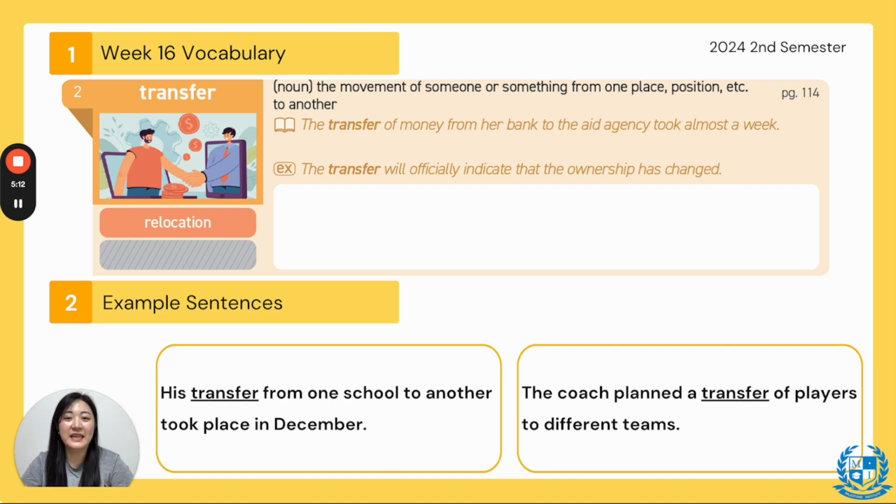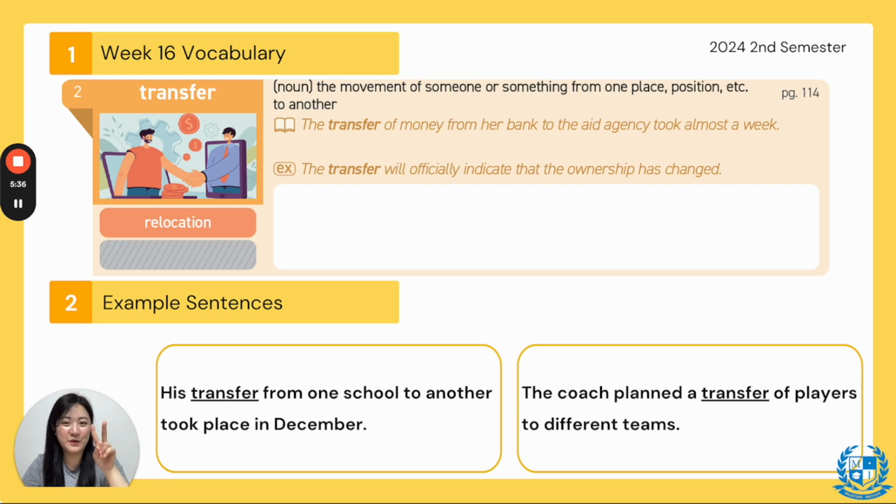It says, the transfer of money from her bank to the aid agency took almost a week. So we're trying to move our money into the aid agency. Maybe we're donating some money here. And it took a whole week though. Usually for Korean banks, it takes like 1 second for us to transfer money. Let's read the example. Ready?